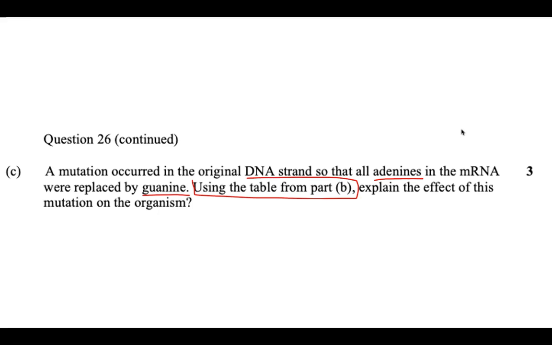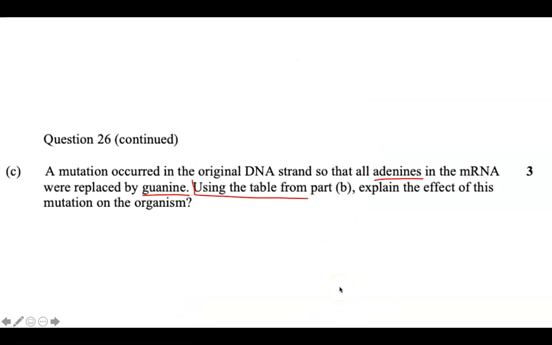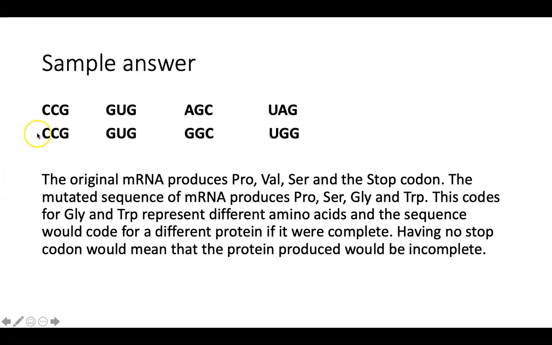So we've replaced the adenines with guanine, and using the table from part B meant that we wanted you to be able to relate the changes to the original strand that you saw. So this was the original strand here. We wanted you to relate the changes to that strand there. So what that meant was, in your answer, what we wanted to see was you somewhere either state the original strand and then state what that new strand would have been, that mutated strand.